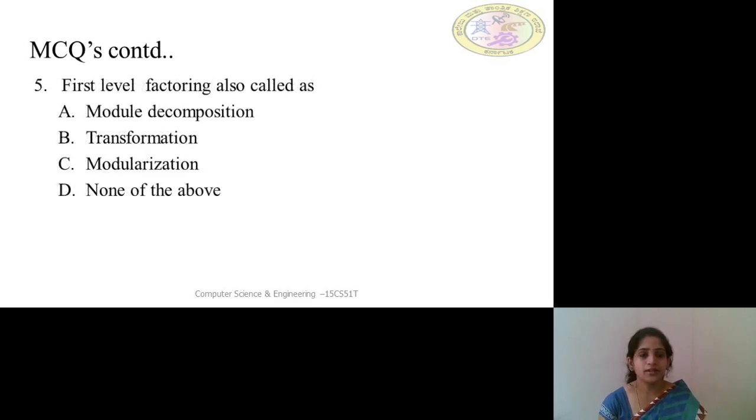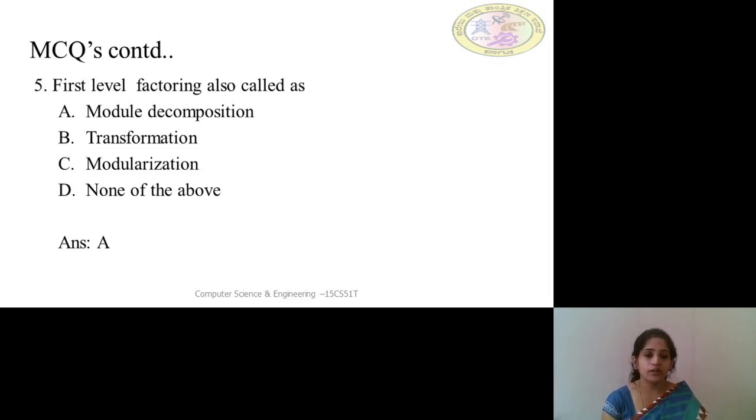Question number 5. First level factoring, also called as option A, module decomposition, option B, transformation, option C, modularization, option D, none of the above. We all know that first level factoring mainly concentrates on module decomposition, that is converting main functions into subordinate functions, where each function will have its own functionality to perform. So the best suitable option here is option A, that is module decomposition.